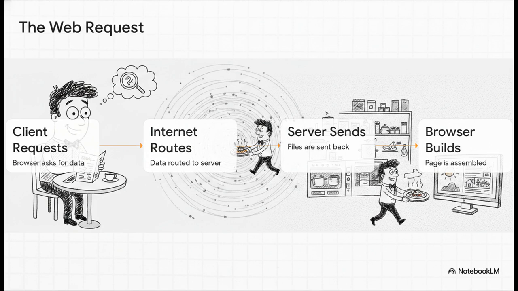So the server gets the raw ingredients together, the waiter rushes them back to your table, and your browser essentially plates the meal, assembling those files into the beautiful web page you actually see on your screen. It's just this constant, rapid-fire loop of requesting and serving.